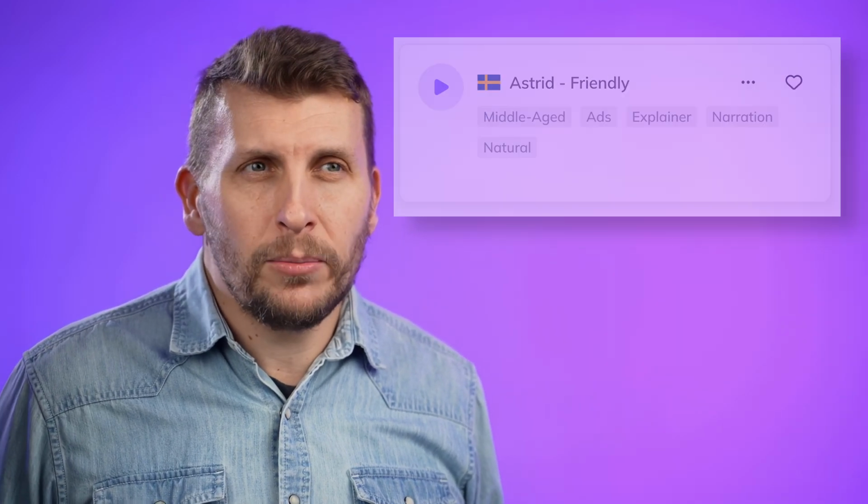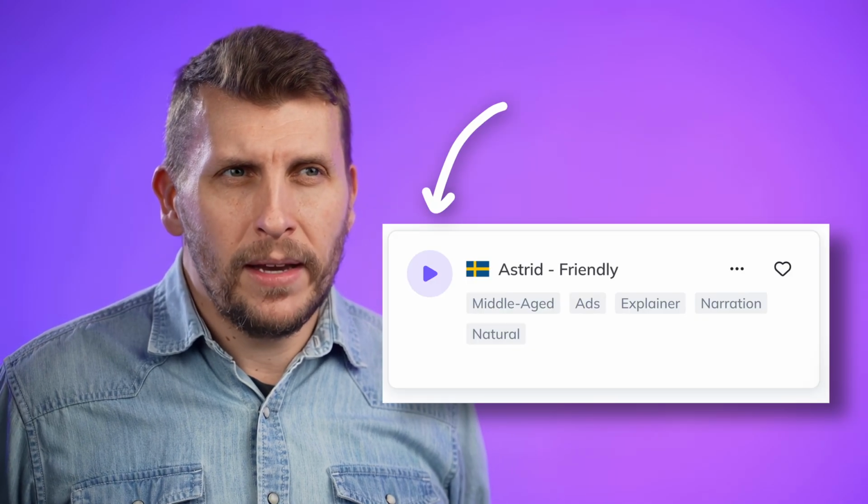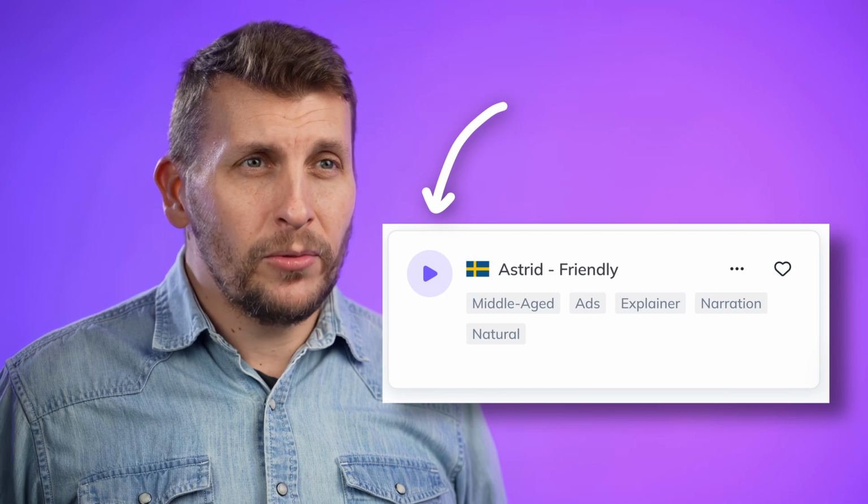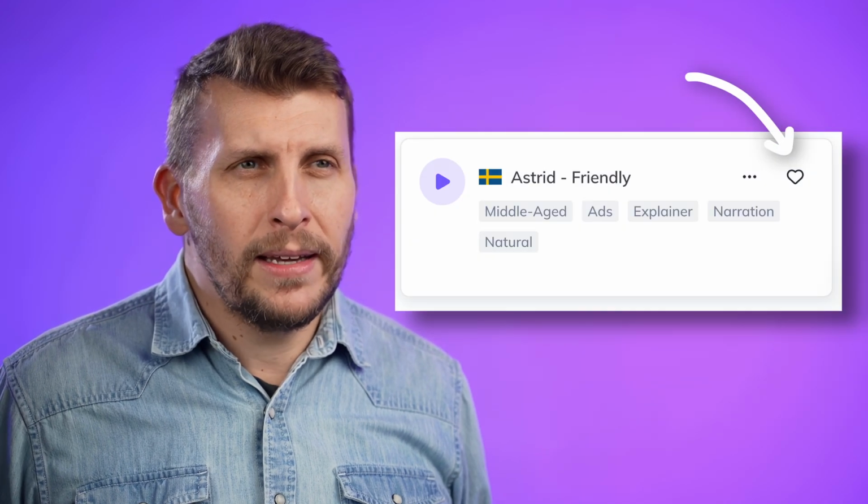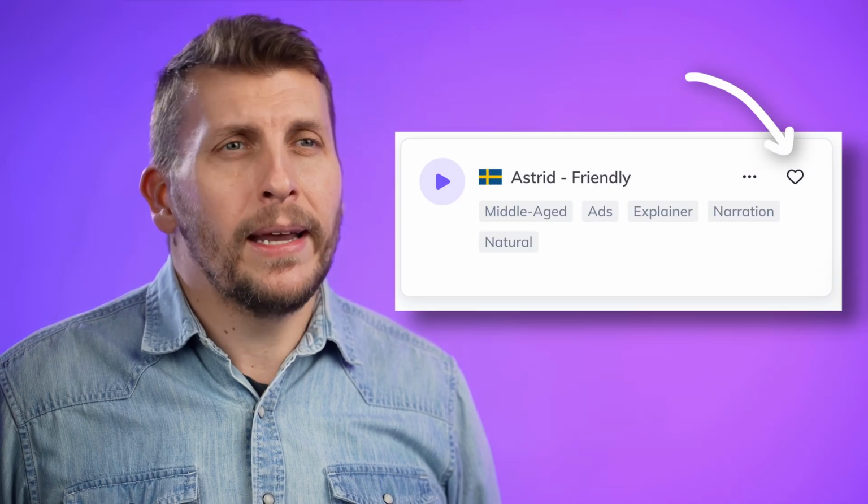You can easily get a small preview of how the voice sounds by pressing the voice's play button. A good idea is to listen through a bunch of voices and heart-mark the ones you like. Since there are so many, it can be a bit tricky to find your way back to the voices otherwise.